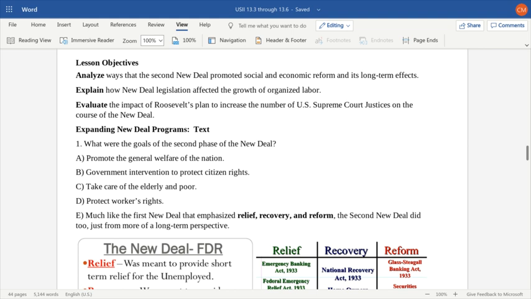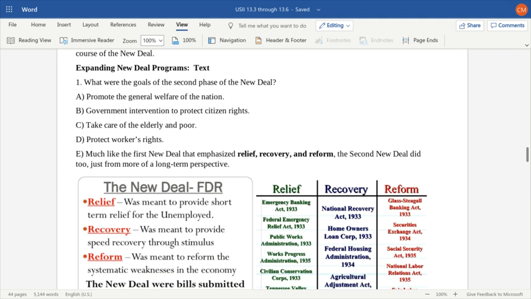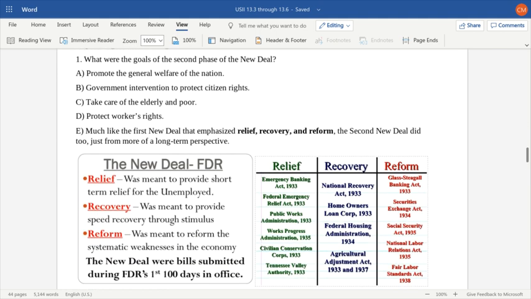What were the goals of the second phase of the New Deal? Question 1. Well, the overall broad plan behind the New Deal was the idea of improving the country, the general welfare of the country, trying to help out all citizens across the board, government intervention to protect citizen rights, take care of the elderly and poor, those who are really vulnerable within society, protect workers' rights. And much like the first New Deal, they emphasized the 3 R's: relief, recovery, and reform.